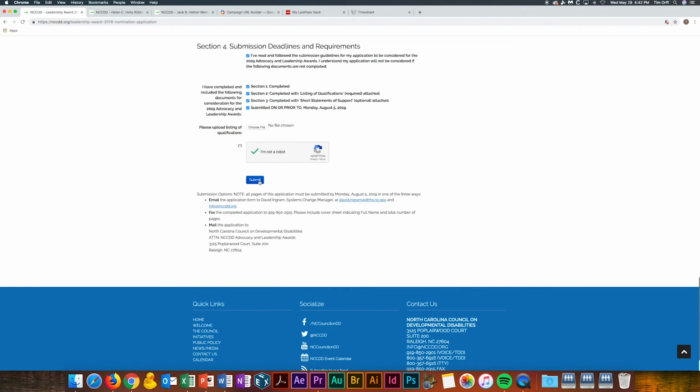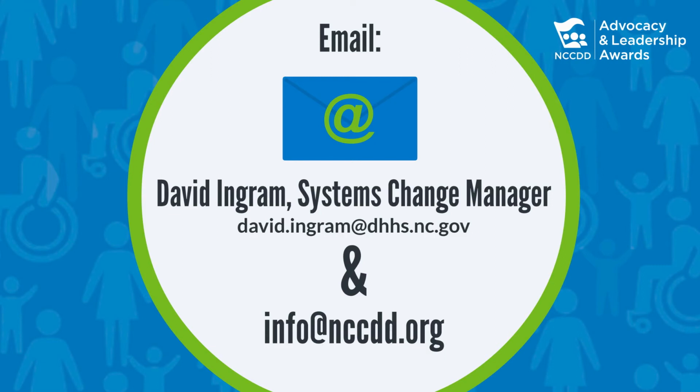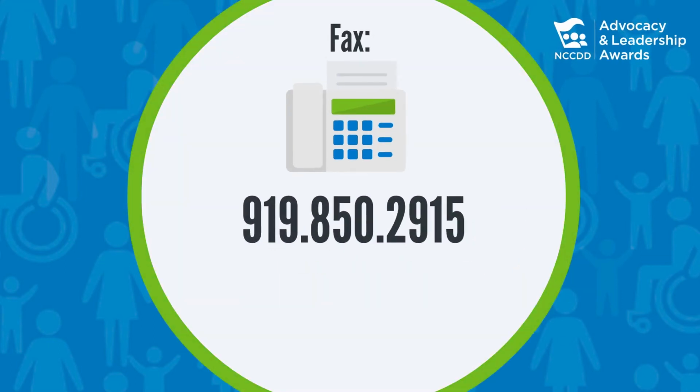Now, there are other options to submit if you choose not to do this online. There are 3 different ways to submit. And again, all pages of the application must be submitted by the deadline. So option 1, you can email the nomination application and listing of qualifications to David Ingram, Systems Change Manager, at david.ingram@dhhs.nc.gov, and make sure you also email it to info@nccdd.org.